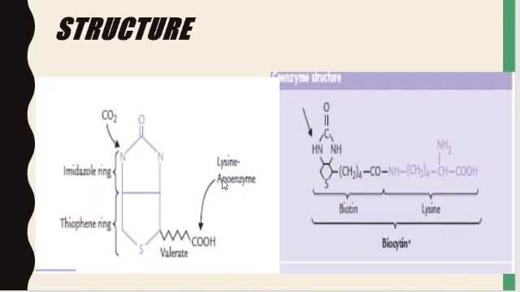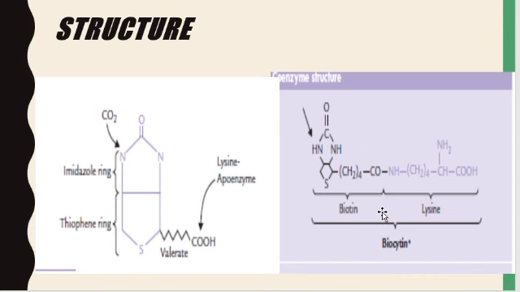This is the structure of biotin. Biotin consists of an imidazole ring that is cis-fused to a thiophene ring, bearing a valerate side chain. The valeryl carboxyl group is attached to the epsilon amino group of a lysine residue in an apoenzyme. This nitrogen is responsible for carrying the carbon dioxide. This is the structure of biotin, and here is the coenzyme structure of biotin.